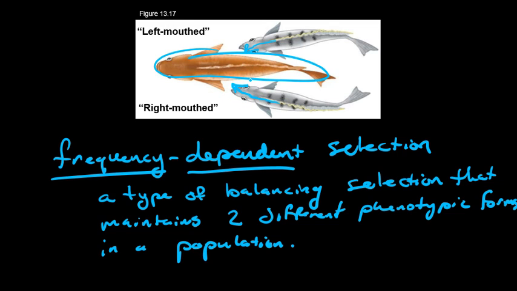The frequency of those in the population is maintained, because if they were all right-sided fish, then there wouldn't be enough scales on that side for them to eat, and they would do not so well. Then that would allow more of the left-mouth fish to do better. Then they eat scales, and there you go. So a certain number of each one is maintained in the population because of the environment. This is called frequency-dependent selection, a type of balancing selection.